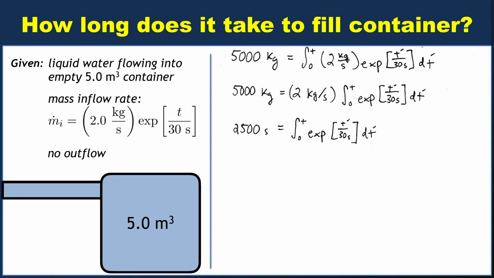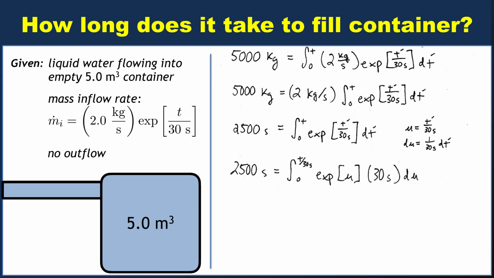Now we can do this integral. If you want to do it in your head, you probably can. You can also use a simple substitution. Let's come up with a dummy variable mu that is t prime over 30 seconds. That gives us a d mu, and we'll substitute all that into the integral. So we do that. 2,500 seconds equals this new integral.